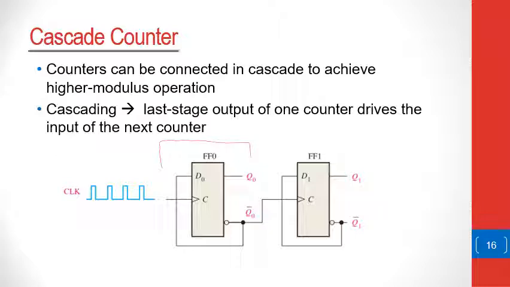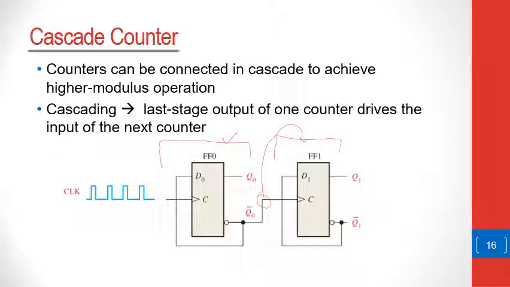So if you have a modulus 2 counter and another modulus 2 counter, you can actually use the output of the previous counter as the clock signal, as the input of the next stage counter. So the previous counter here, you can use this output as the clock signal of the input of the next counter, so that you can achieve a higher modulus of the counter.